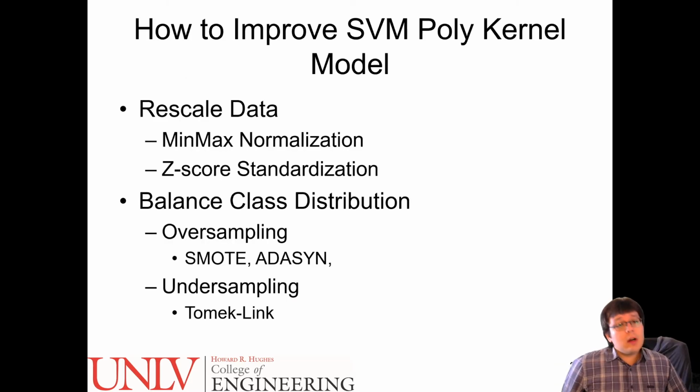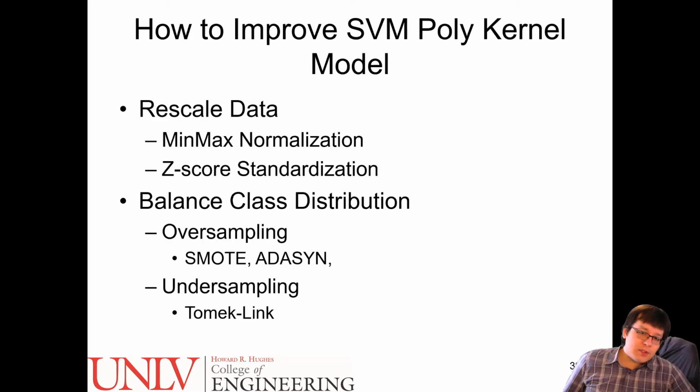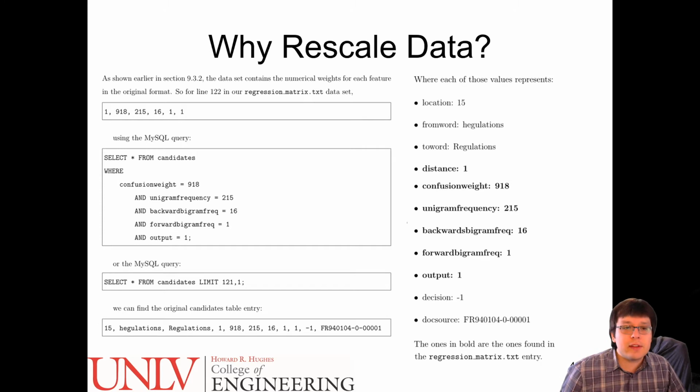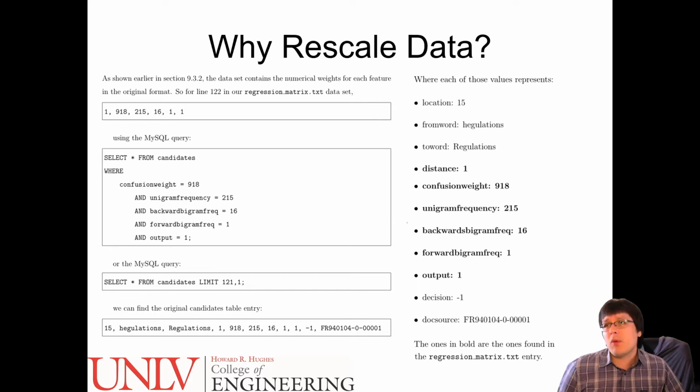So what do we do? Well, the two most basic things, machine learning 101, that you can do is try normalizing your dataset and balancing your class distribution. So why do we want to normalize our dataset? Well, as you can see, our values vary very greatly. The confusion weight especially can go very, very high. Those are big numbers. And the other ones like frequency of unigram and bigram are not as high. And edit distance is super small, typically where 4 is too much.